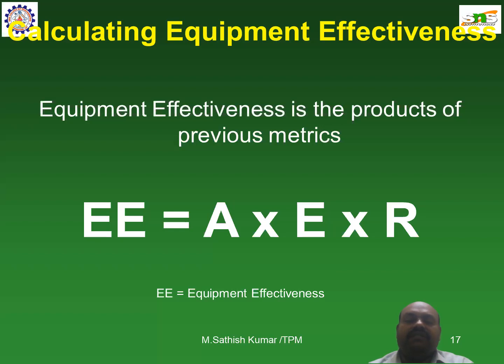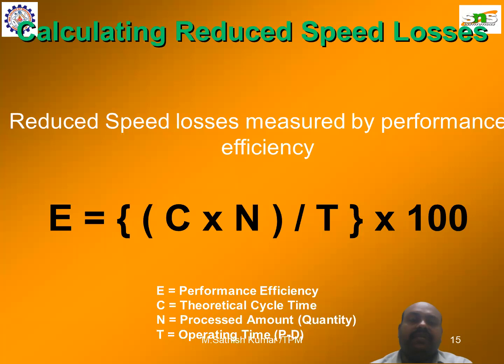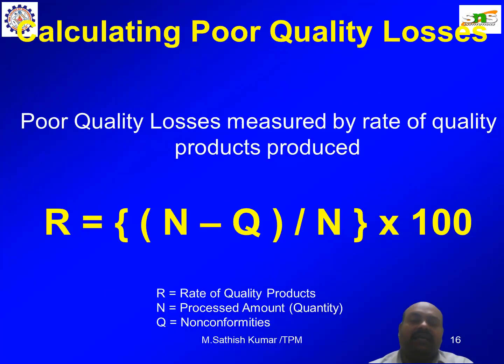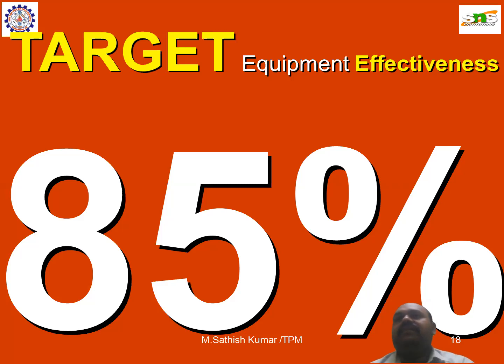So putting together this downtime, performance, and the previous slide on reduced speed loss, the multiplication of all these terms, the AER, will give you equipment effectiveness. So what is equipment effectiveness? The productivity should go higher so that the efficiency is higher. So 85% equipment effectiveness is expected to give higher productivity.